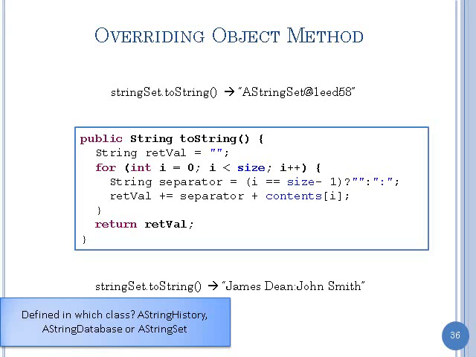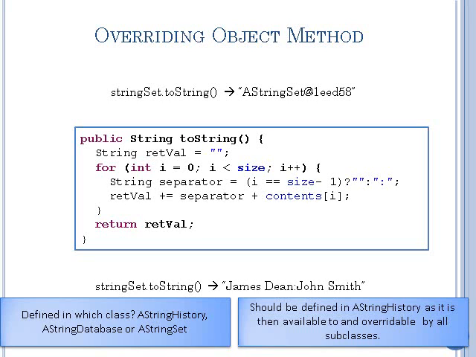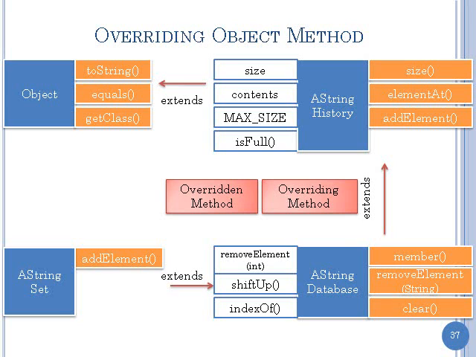So my toString method, I'm applying it to a string set, right? And I'm getting a nicely printed string set. So it certainly has to be implemented in string set. Could it be implemented in a string database or a string history also? Yes. Would it be useful to implement it there? Because you could also print string histories or string databases. So it should be defined in a string history, as it is then available to and overridable by all subclasses. Okay? So what I did was I overrode toString in a string history. And now it's inheritable by everybody else. Okay?